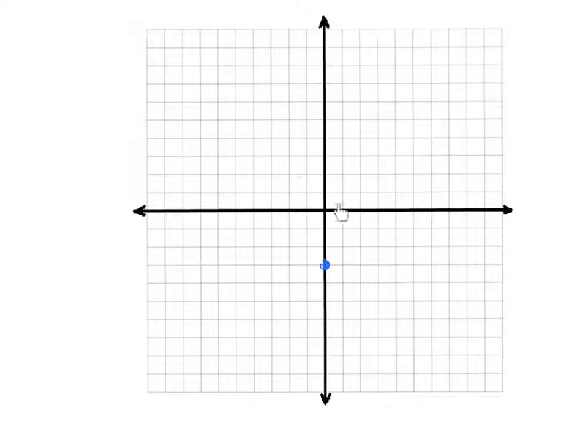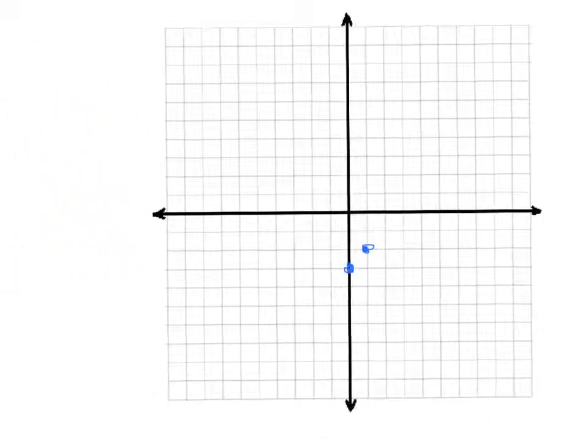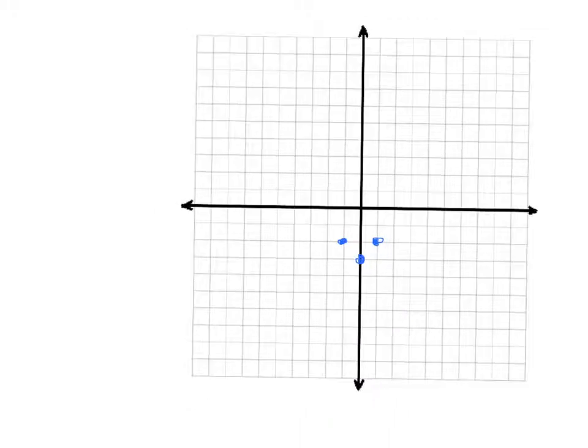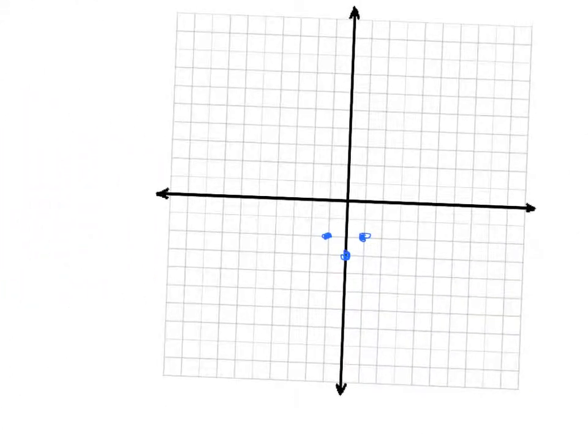So 1, negative 2 will be right here. The next ordered pair is negative 1, negative 2. We'll put a point here. We can already see that it's not a straight line. And it isn't going to be a straight line because of that square in there. The next ordered pair is 2, 1. So 2, 1 will be up here. And the third one was negative 2, 1. So negative 2, 1.